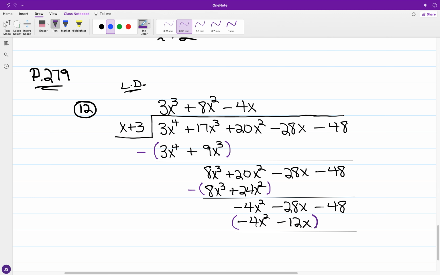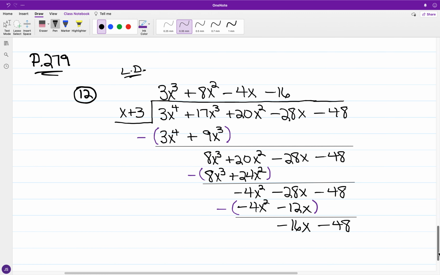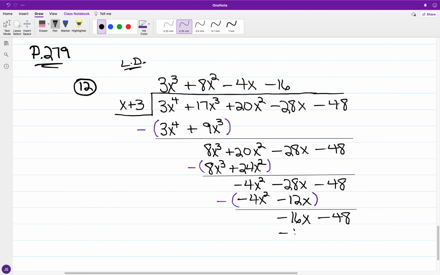And once again, with subtracting, we have negative 4x squared and plus 4x squared, so those will cancel. Negative 28x plus 12x, we're going to have minus 16x, and we have minus 48. And for what I have here, I'm going to take x into negative 16x, and so this will be negative 16. Negative 16 over x is negative 16x, and negative 16 over 3 is going to be a negative 48.